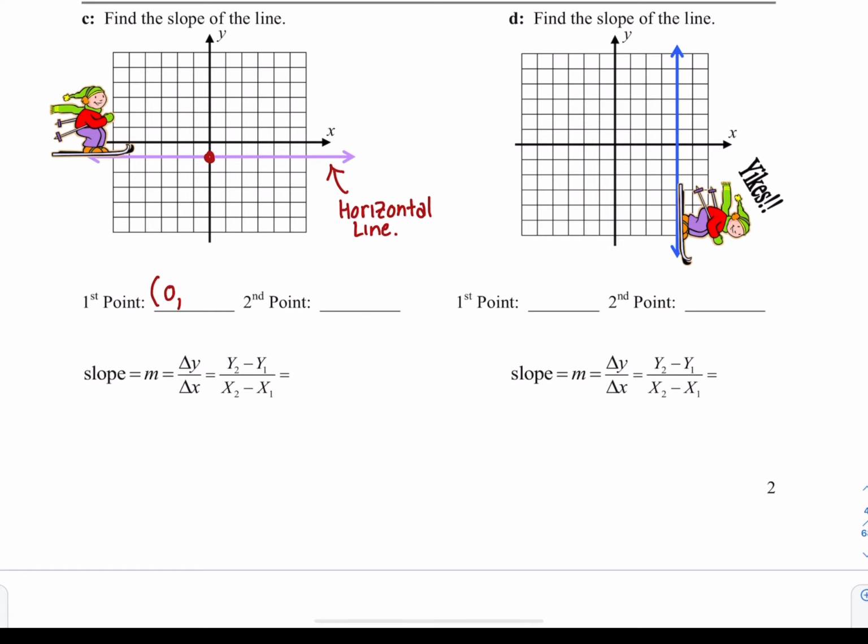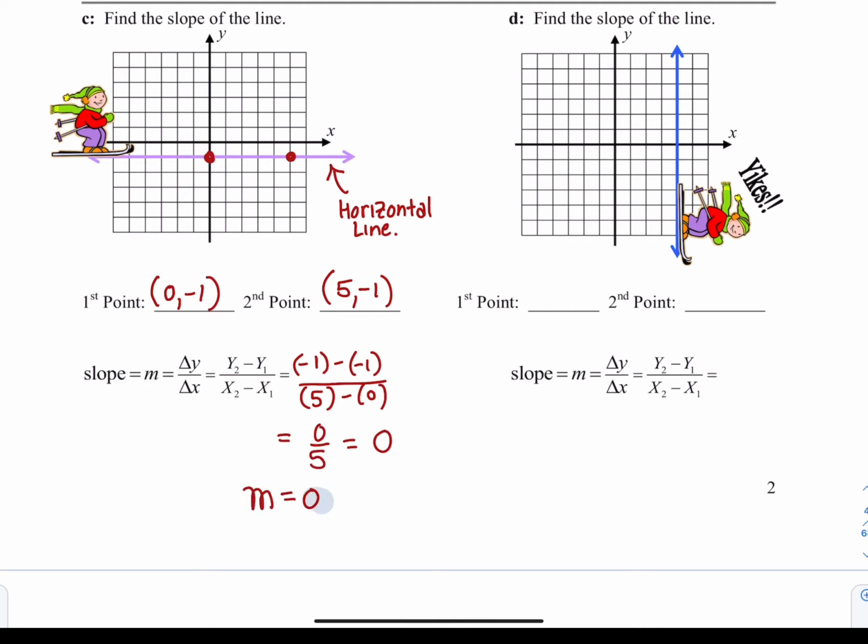Now a line that's horizontal will have 2 coordinate points on it that share the same y value. In this case, they share the y value -1. When this happens, the change in y, or y2 minus y1, on the top of that slope formula will always result in 0, and therefore we will get a slope of 0. Horizontal lines have a slope of 0.